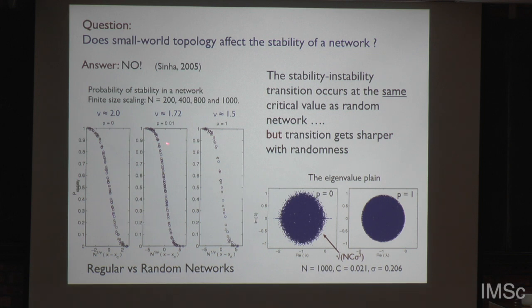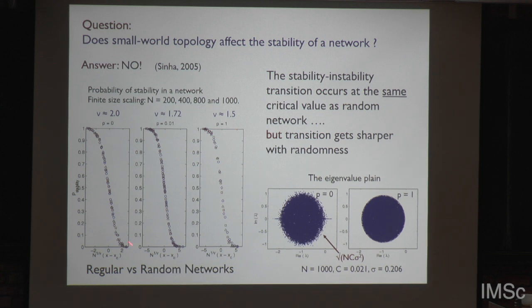What does change is that the transition becomes sharper and sharper as you go from a regular network to a random network. So it's the qualitative nature of the transition, that is how sharply it decays, which is changing, but not the value of the connection density at which the change happens. May's result was primarily related to this critical value. May does not say anything about how sharp this change would be. So from that point of view, May's result holds true whether you have small world or not.